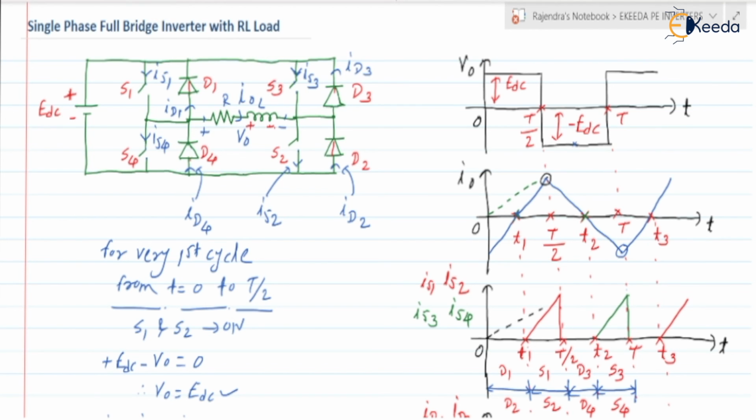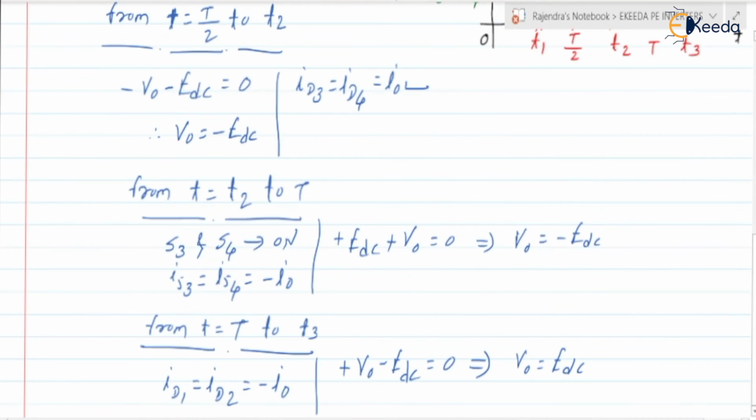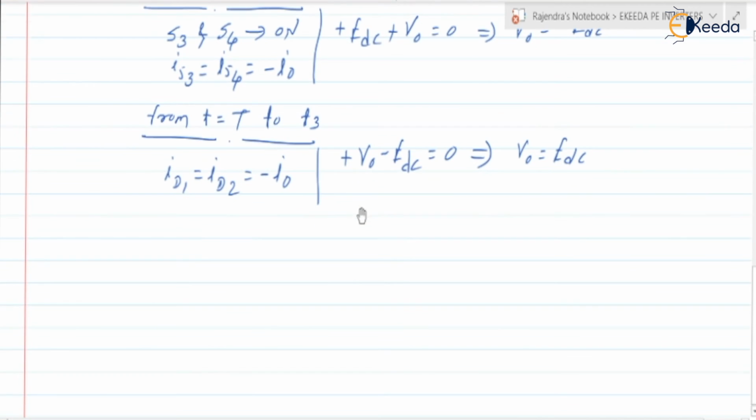Next, what is the V0 RMS? If you check the V0 waveform, you will understand V0 RMS is equal to EDC only, because RMS means square root of mean of squared value. If you take the square, it is EDC square. Square of minus EDC is again EDC square. The average of that is again EDC square, and the square root of that is EDC. So V0 RMS, that is the RMS value of the output voltage, is equal to EDC.